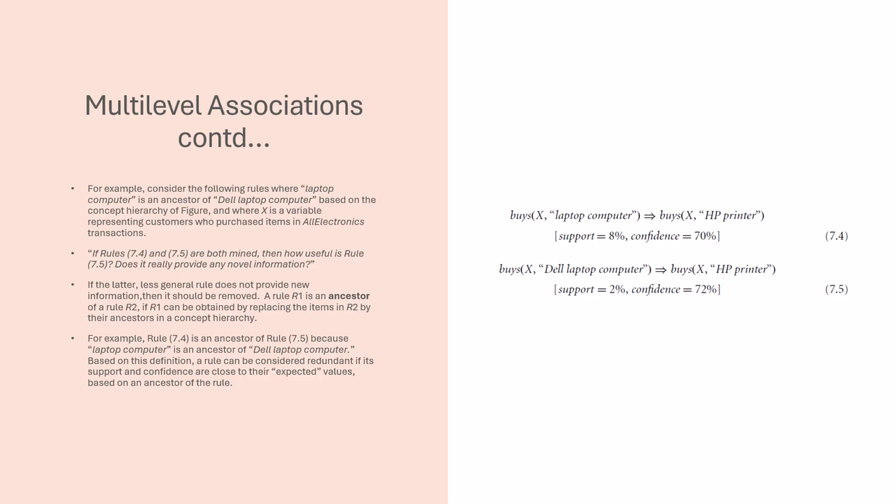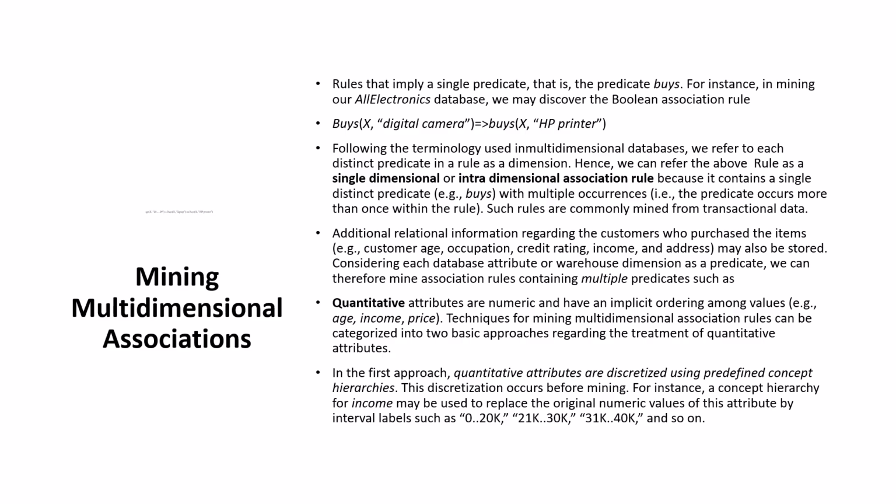Based on this definition, a rule can be considered redundant if its support and confidence are close to their expected value based on an ancestor of the rule. Mining multi-dimensional association rules that imply a single predicate, that is, the predicate bias.